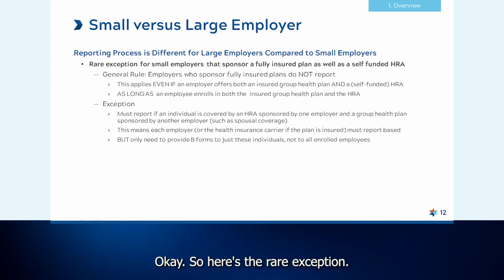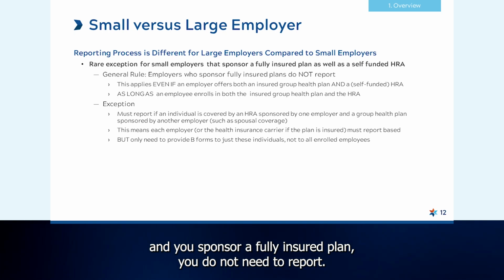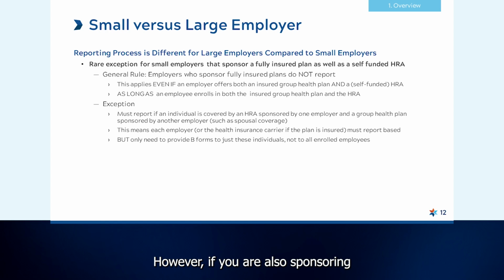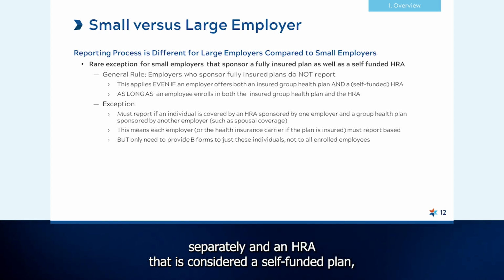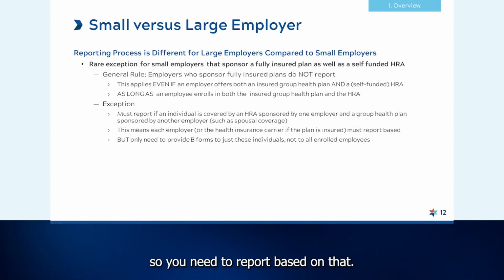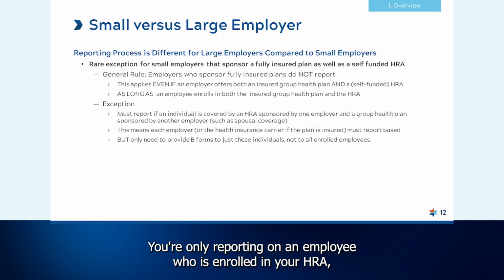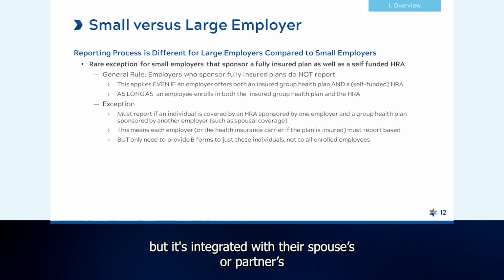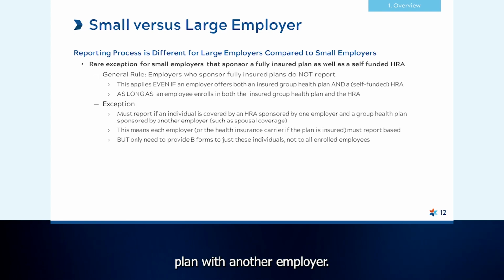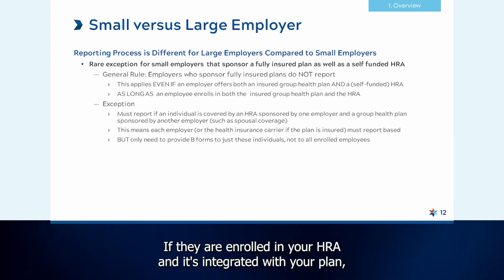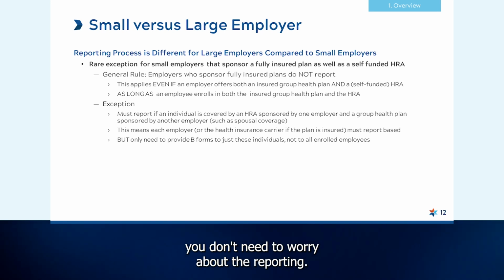Okay, so here's the rare exception. If you are a small employer and you sponsor a fully insured plan, you do not need to report. However, if you are also sponsoring separately an HRA, that is considered a self-funded plan. So you need to report based on that. But even then, it's a rare exception. You're only reporting on an employee who is enrolled in your HRA, but it's integrated with their spouse's or partner's plan with another employer. If they are enrolled in your HRA and it's integrated with your plan, you don't need to worry about the reporting.